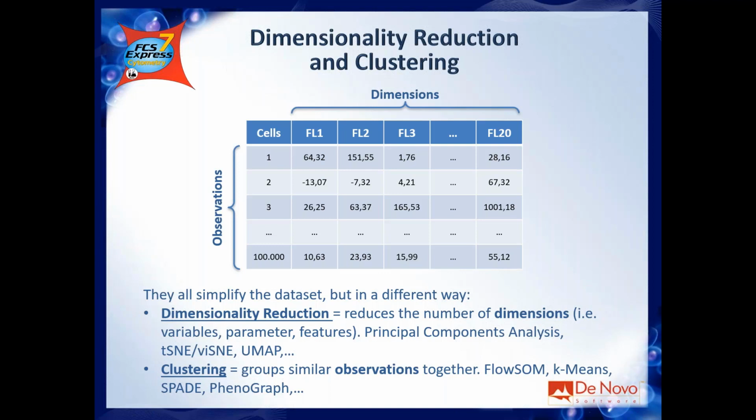So you may have 1 million events, and maybe the clustering algorithm finds 10 clusters. So instead of having a table like this with 1 million rows, you will just have 10, 100, or 1000 rows if you have 10, 100, or 1000 clusters. Examples, of course, are FlowSOM, which is why we are here today, K-means, SPADE, Phenograph, and many others.